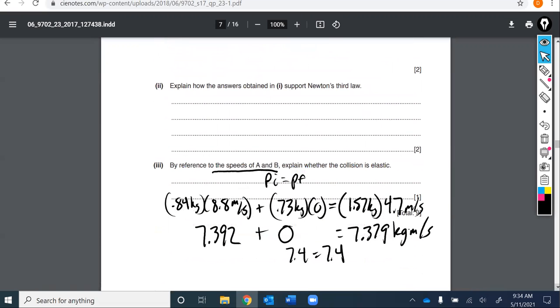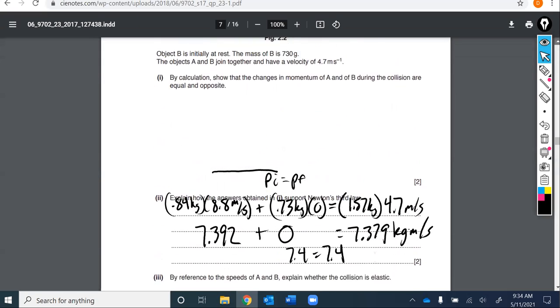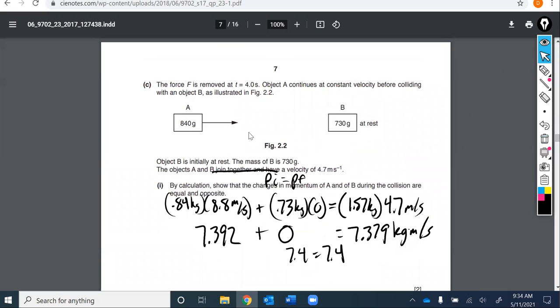By reference to the speeds of A and B, explain whether the collision is elastic. So now you might recall elastic versus inelastic collisions. So the relative speed of approach equals the relative speed of separation. So these things sort of see each other. B sees A coming in at a speed of 8.8, and then the relative speed of separation is 0 because they're moving together, right? They sort of join together.